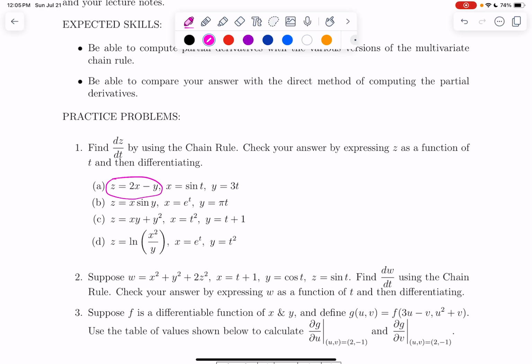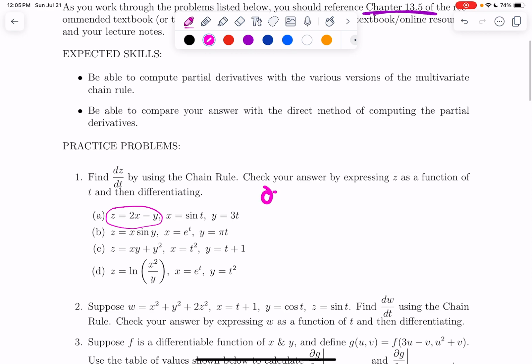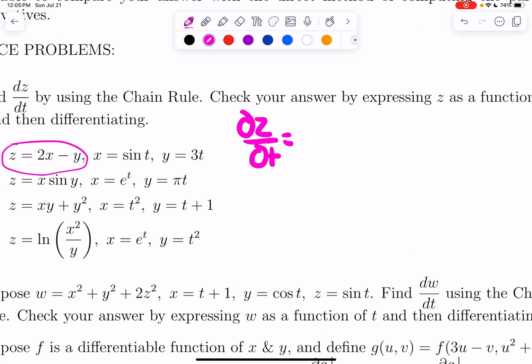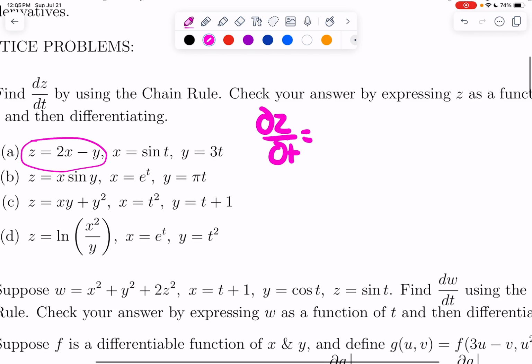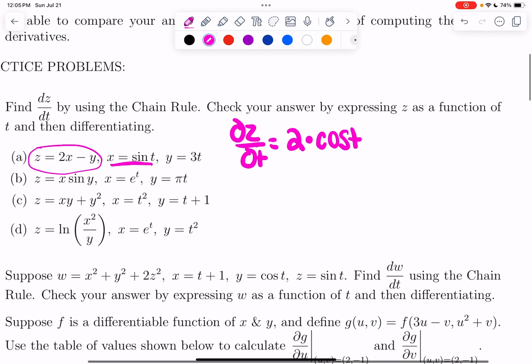Looking at z first, I would start off with finding dz over dt. From there, I would start with finding the derivative of z according to x. In this case, I would emphasize y as a constant. So the derivative of z according to x would just be 2 because it's 2x, and then y goes away because it's just a constant. From there, I would multiply by dx over dt. Looking at x equals sine of t, I'm just taking the derivative of sine of t, which in this case would be cosine of t.